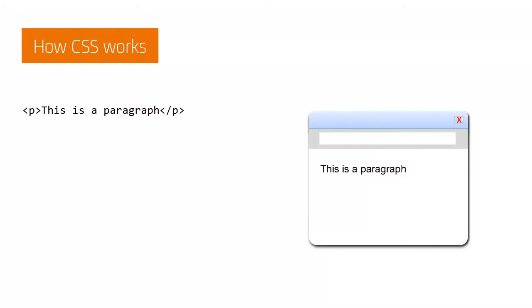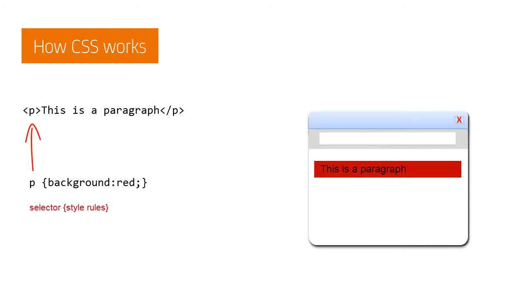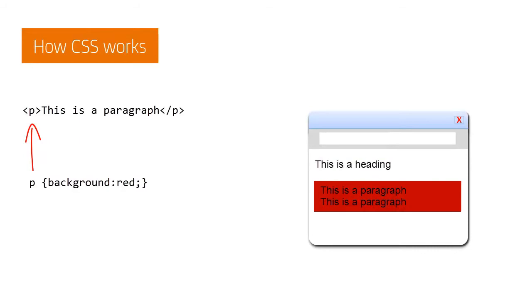We start with some HTML, and in a browser, that will have the default style. Using a CSS rule, we can override that. Here we use a P selector to match all paragraphs, and a style rule that gives them a red background. New paragraphs will automatically have that style as they match the P selector. Other HTML elements, such as headings, won't, as they don't match the P selector. This is the basis of all CSS. Match a selector, apply a style.